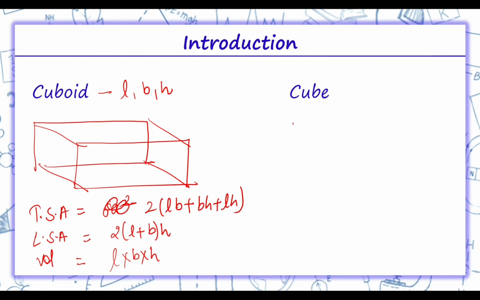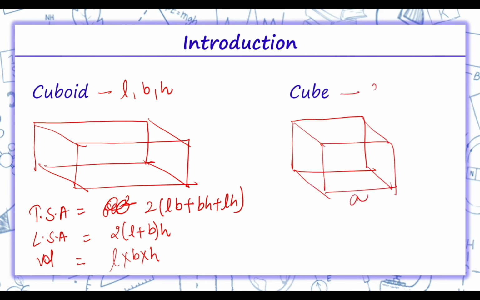Cube is a solid figure in which all sides are of the same measurements, and that side is indicated by a. So its total surface area is given by 6a square. Lateral surface area or the area of four walls is given by 4a square. Volume is given by a cube.